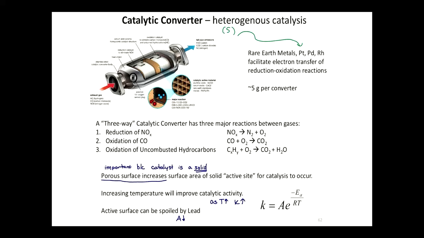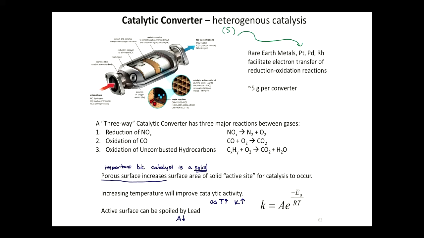If you ever cut one open, you would see that there's a honeycomb shape on the inside. This allows the gases to pass through that solid surface. The honeycomb shape increases the surface area for catalysis to occur. So it's a porous surface for a lot of gas-solid interaction to happen, because the catalysis is trying to convert gases into less noxious materials.